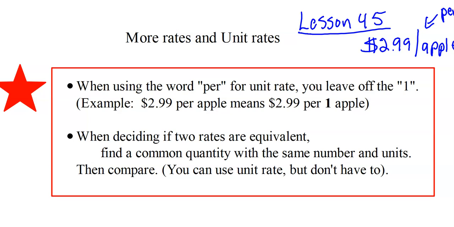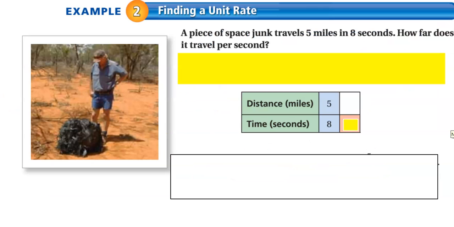And then when deciding if two rates are equivalent, you can find a common quantity with the same number and units and then compare the price or compare the value. You can also use your unit rate, but you don't have to. I am going to show you some examples that use unit rate and some examples that use a common quantity. Okay, so we're going to start off on the example.